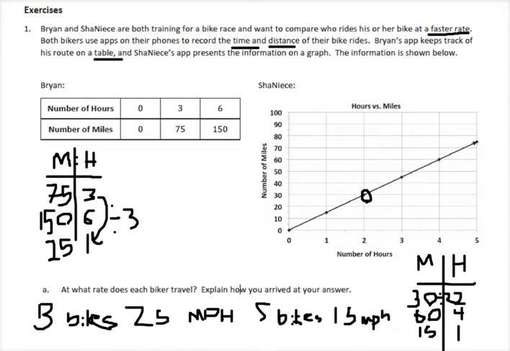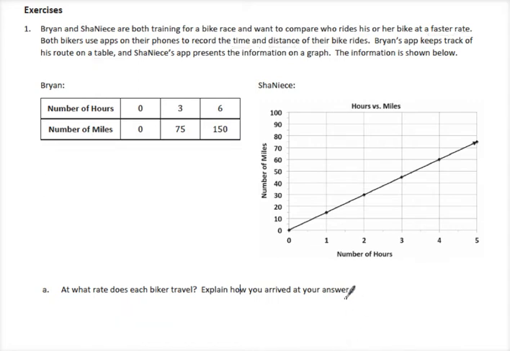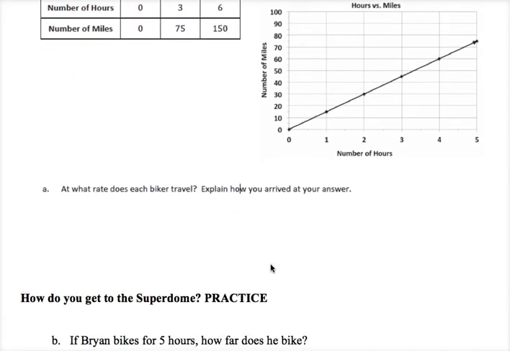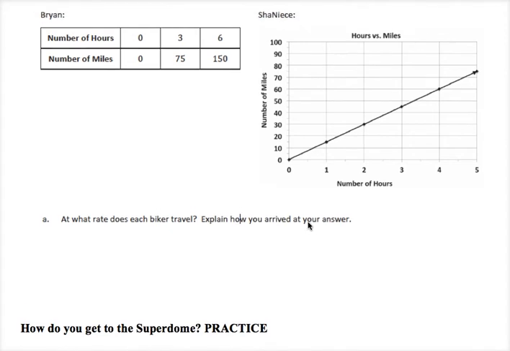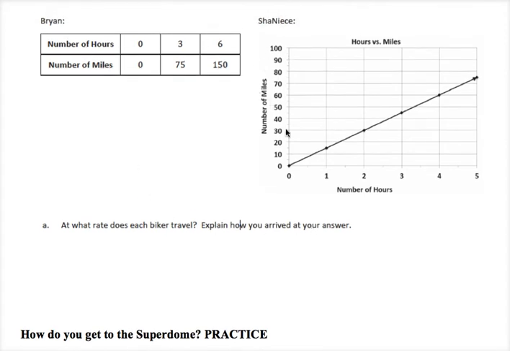Now, I want you to go ahead on the computer when I ask, and explain how you found those answers. I want you to write out how you found how fast Brian travels and how fast Shanice travels. Do that now.